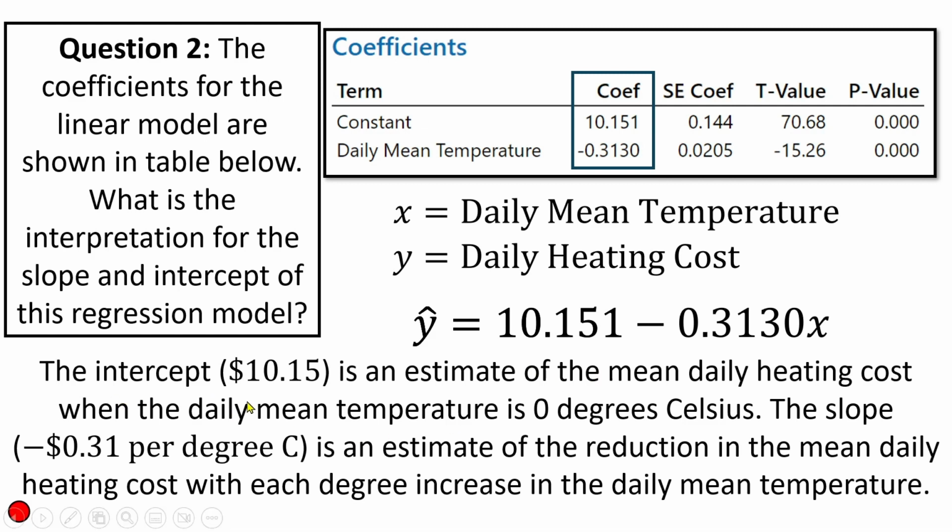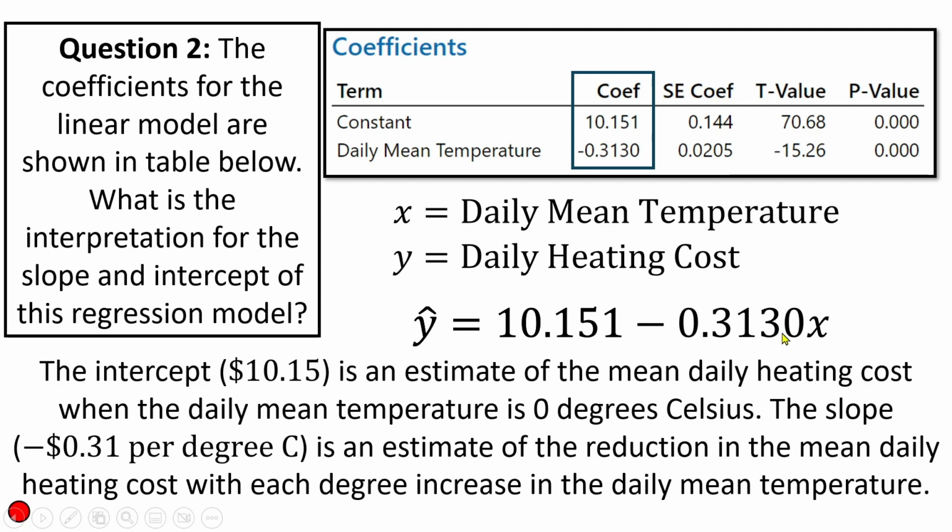So here, the intercept, remember that the daily heating cost is in dollars. So the intercept here is telling us that the average cost when the temperature is 0 is $10.15 per day. And how do I know that? Well, see, if you put x equals 0, that means the daily mean temperature is 0. When that is the case, y hat is just equal to this intercept. So again, the intercept, $10.15, is an estimate of the mean daily heating cost when the daily mean temperature is 0 degrees Celsius.